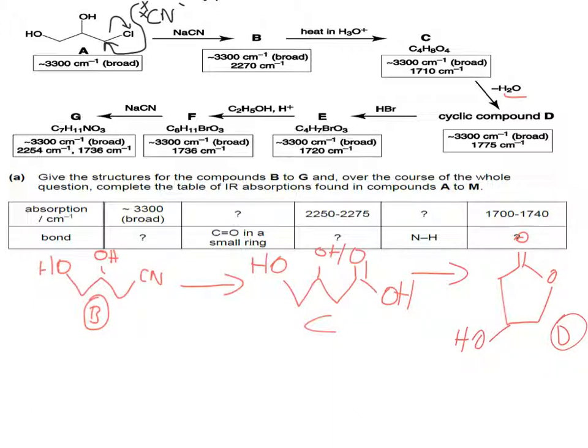Now that compound D is this cyclic here. And they take this and react it with a substance HBr. And you might be wondering what happens at this point.